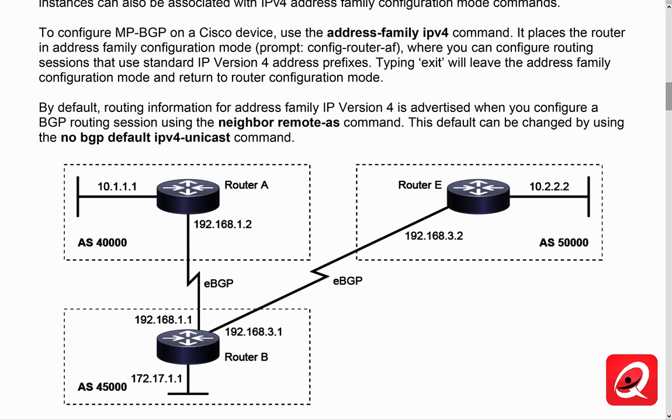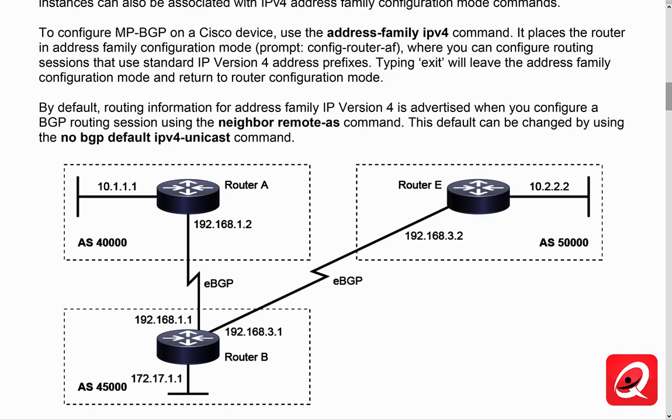We can use, in this particular case, because we're talking about IPv4 address families, the address-family ipv4 command. That is going to take us into a sub-configuration mode. We would enter that command after we've already enabled, or at least gone into, the primary global BGP routing process. And then the prompt will change to config-router-af, AF obviously standing for address family. By default, routing information for the address family for V4 is advertised when you specify the neighbor remote-as command. So as far as the syntax that we use to establish the adjacencies and the configuration that we use to create these adjacencies, it is going to be essentially the same.